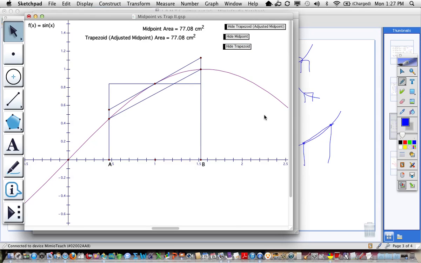So what we have is a concave down curve. A normal trapezoid would go from here to here. It would be under, approximate the area, right? It would be less than the true area. The midpoint, the pivoted, adjusted midpoint, we can tell would be over because of the concavity.